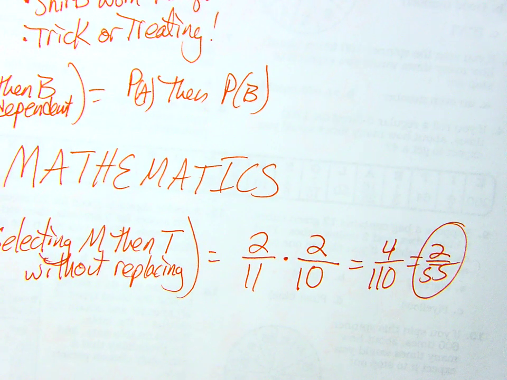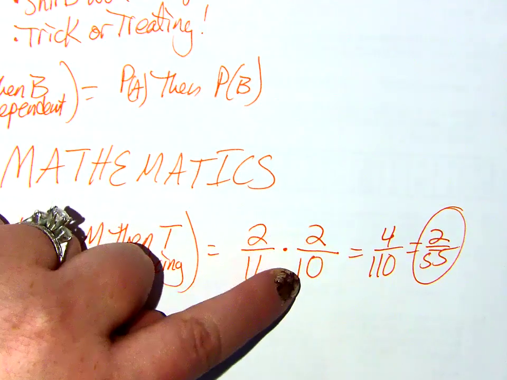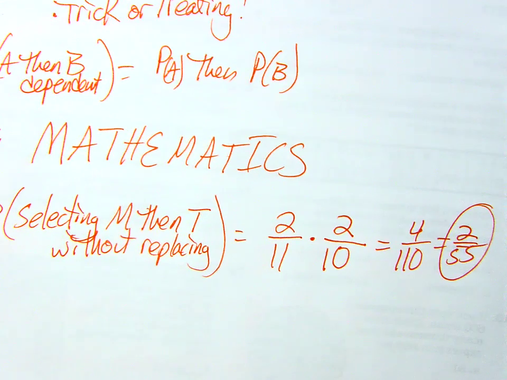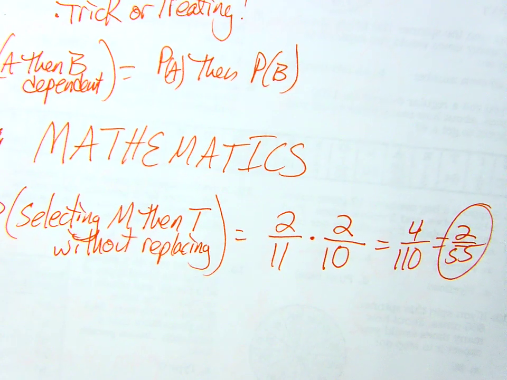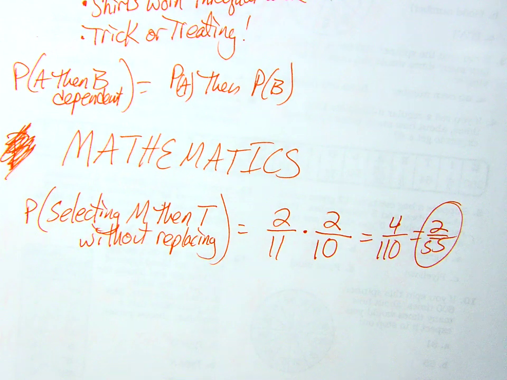You guys can reduce before you multiply also, if you want to reduce 2/10 to 1/5. Make your life a little bit easier if you wanted. It's up to you. Does that make sense?